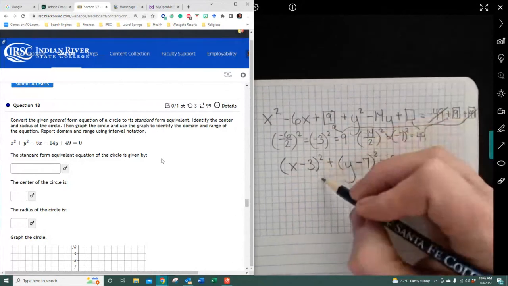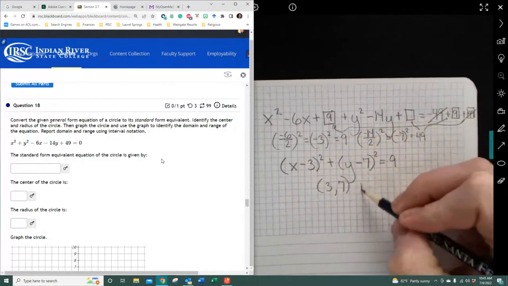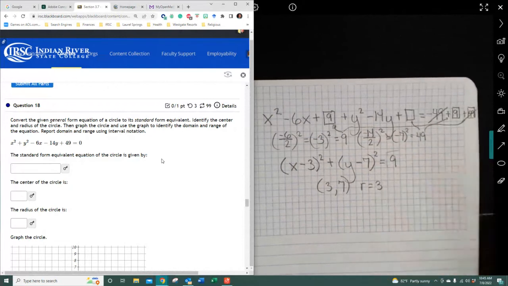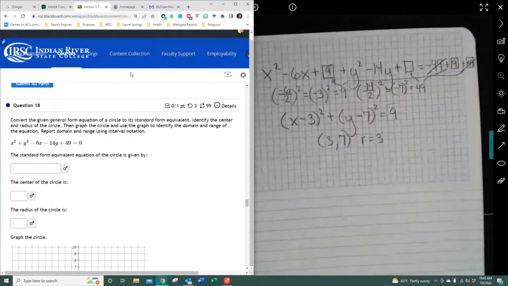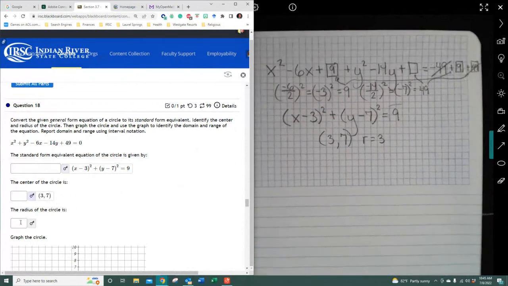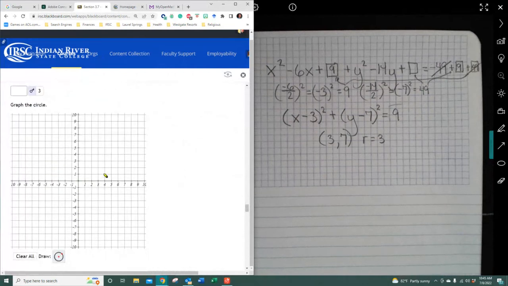That means that my center is at 3, 7, with a radius of 3, because I take the square root of this to get the value of the radius. And there's my information. So now, watch this. The answer, boom, same thing I gave you. Center, 3, 7, same thing I gave you. Okay? And of course you can graph it. Go to 3, 7, and then go 3 units, and you're done.